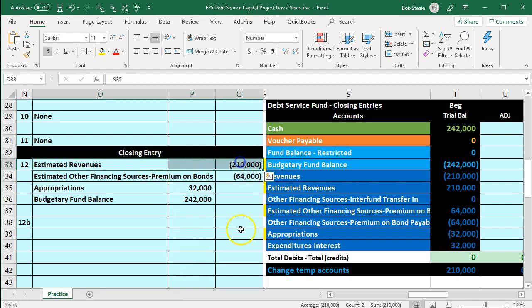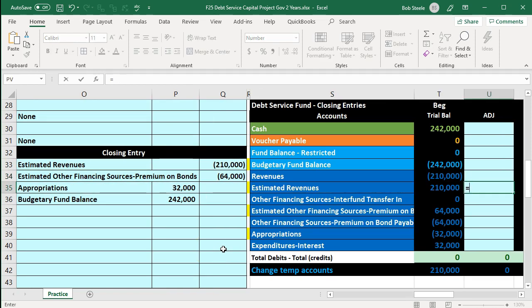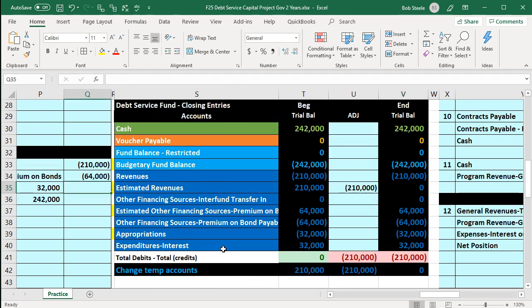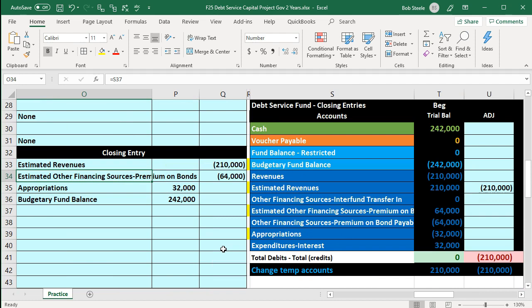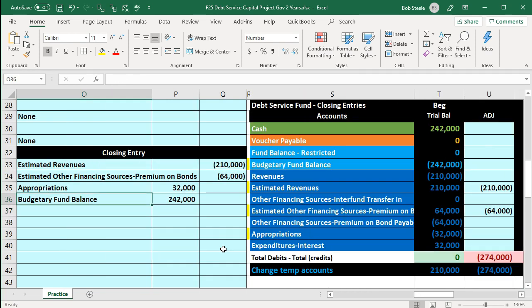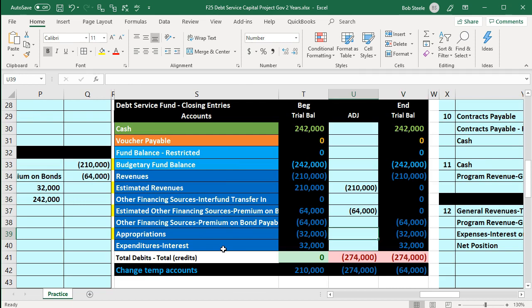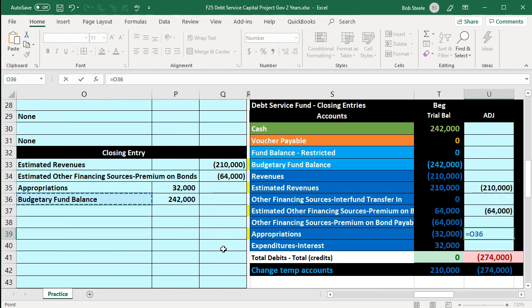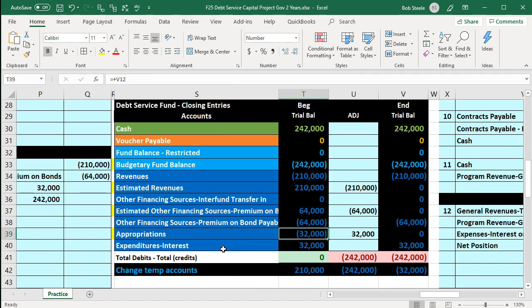Let's post it. We got the estimated revenues. Estimated revenues up top, that's in U35 equals, we're going to point to that 210 and enter, so it goes down to zero. Then we got the estimated other financing sources. Estimated other financing sources is in U37 equals, and we're going to point to that 64,000, making it go down. Then we've got the appropriations. So if we go down to appropriations in U39 equals, we'll pick up the 32, it goes to zero.